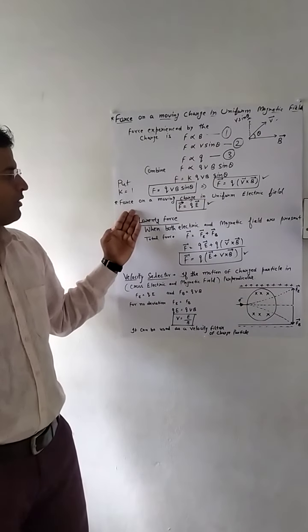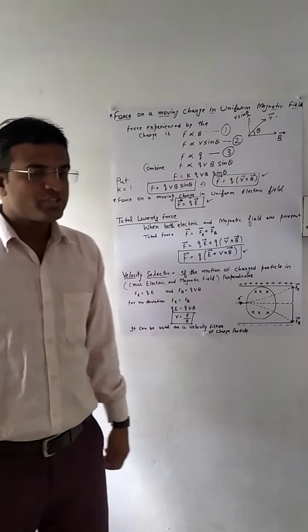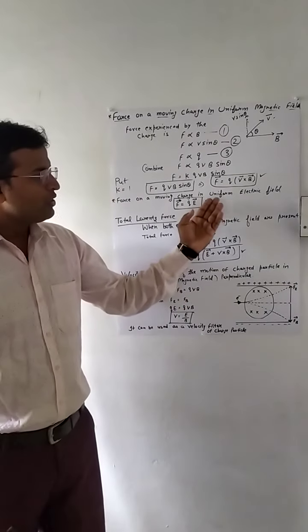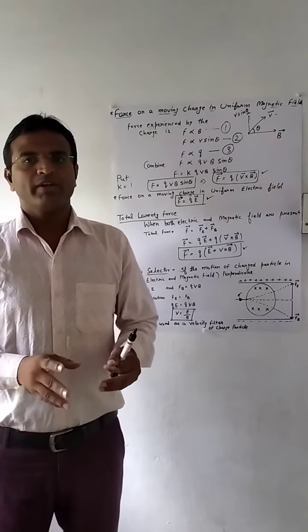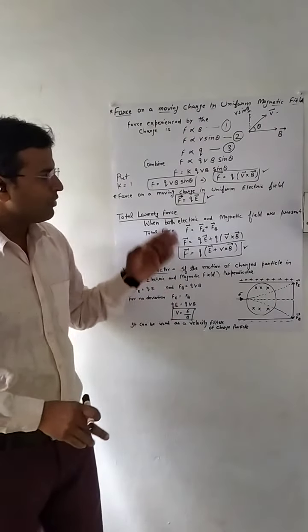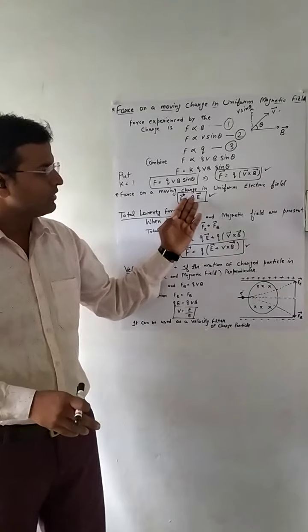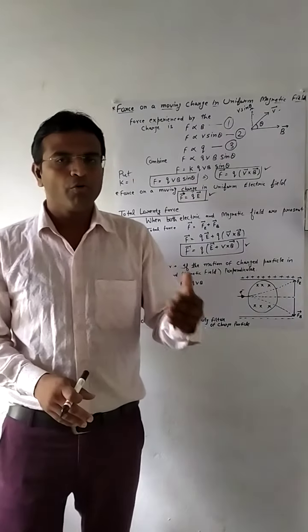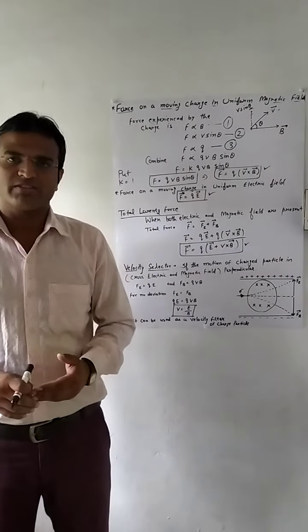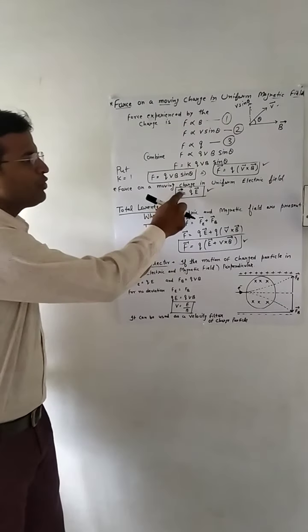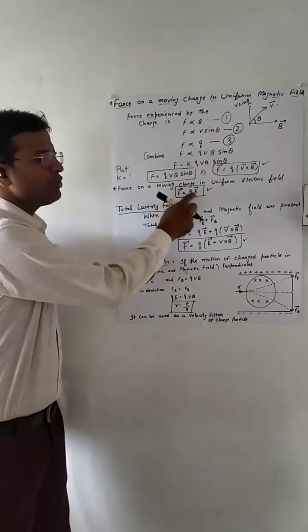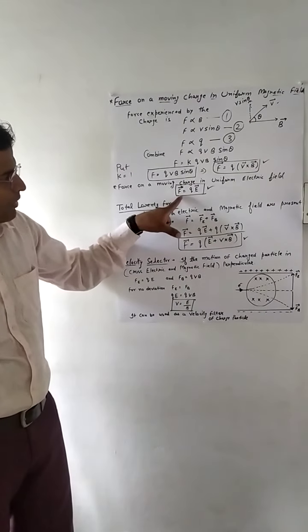Second topic: what happens when a charged particle is placed in uniform electric field? We already discussed this topic in chapter 1 in electric field. The electric field is the force acting per unit test charge, and cross multiplying, the value of force F equals QE. This is the formula.